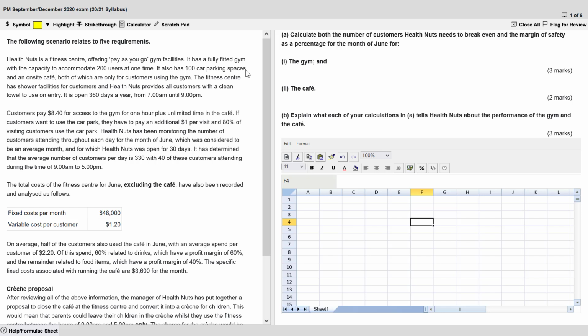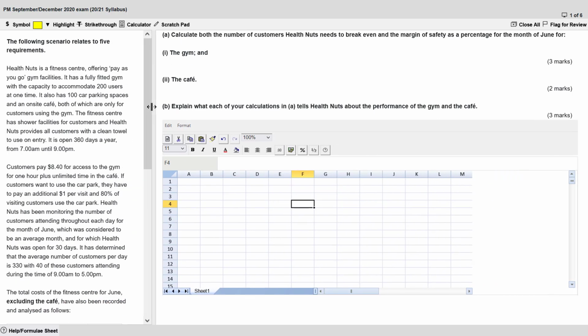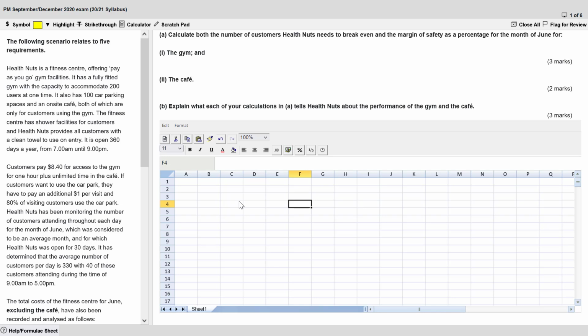Now, before I get lost in the scenario, I'm going to slide this window over here. I want to focus on the verb and the marks. What do I need to do? I see I've got to calculate number of customers for break-even point. Break-even point in units. I know that from my studies. I have also got to get the margin of safety. I also remember that from my studies. And they want the second one as a percentage.